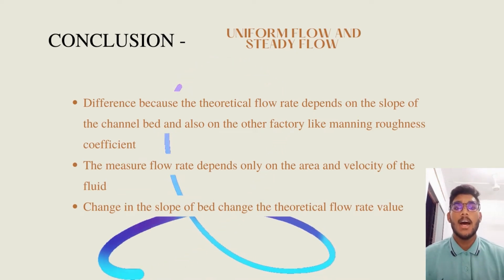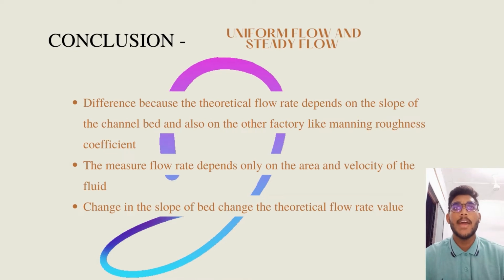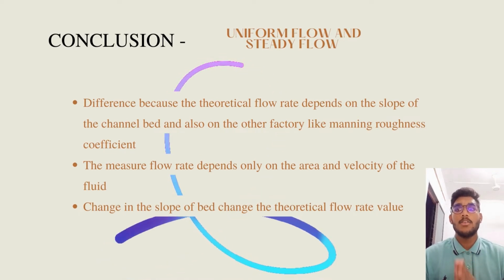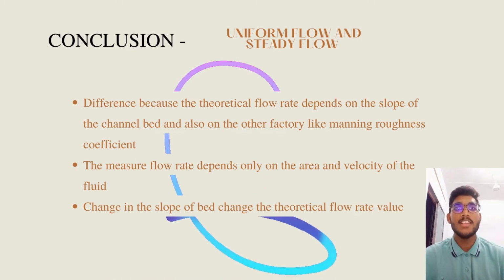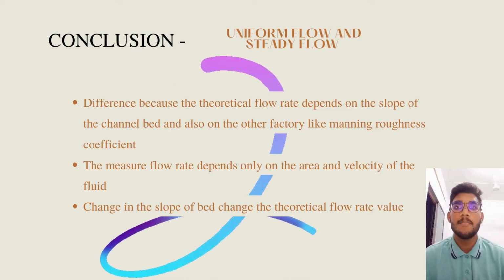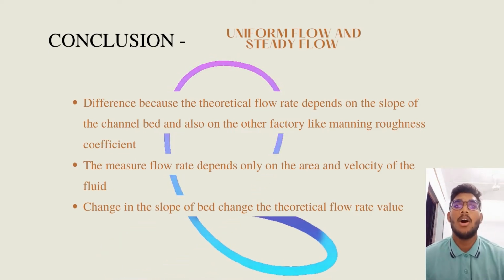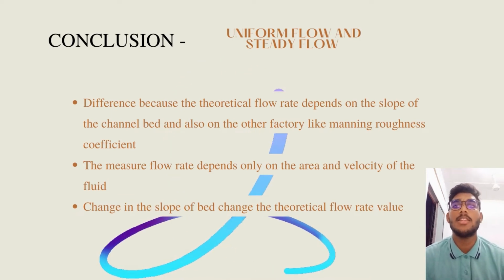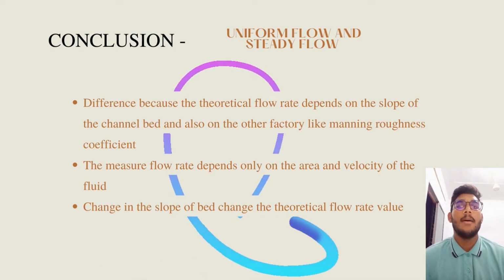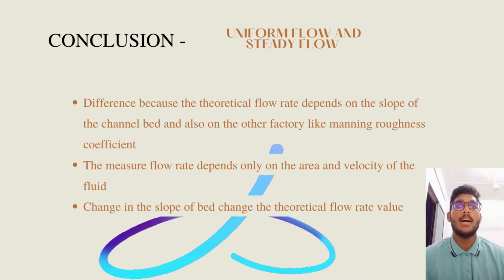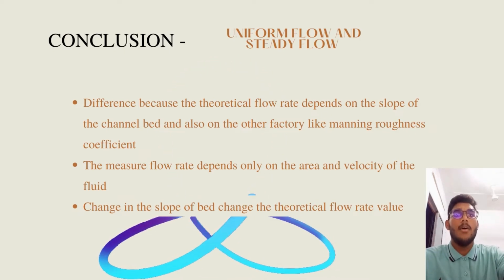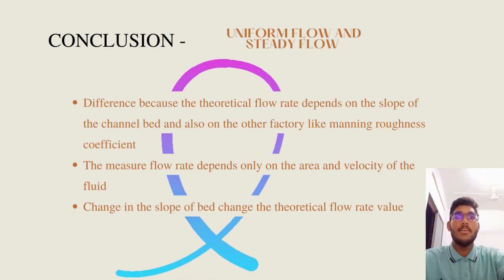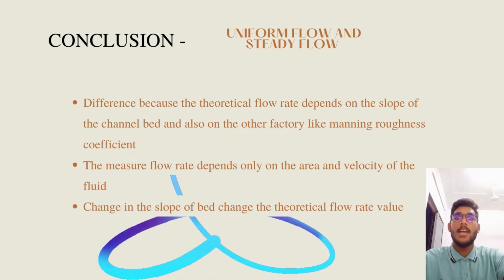So next, I will conclude the uniform flow and steady flow. In conclusion, the difference between the values of these two flow rates is because the theoretical flow rate depends on the slope of the channel bed and also on other factors like the Manning roughness coefficient, but the measured flow rate depends only on the area and velocity of the fluid through that area.